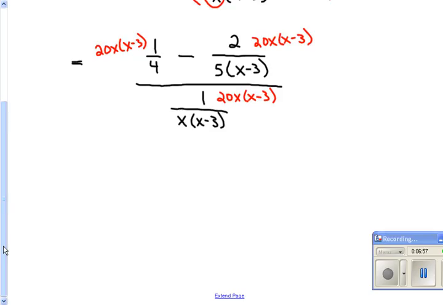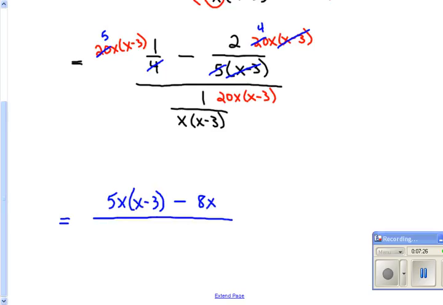4 goes into 20 5 times, and nothing cancels out. So that part of the numerator is going to be 5x times the quantity x minus 3. And in the second part, an x minus 3 will cancel out, and a 5 will cancel out of the 20 and leave 4. So we're going to have 2 times 4 times x, or 8x. In the denominator, I'm going to cancel out an x minus 3, and I'm going to cancel out an x, which is going to leave me with 20. That's kind of nice.